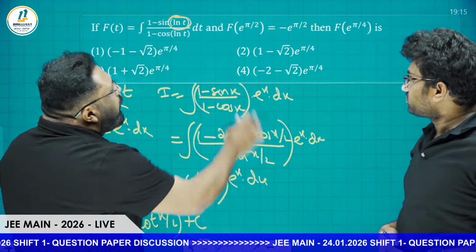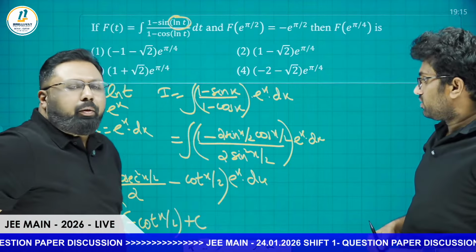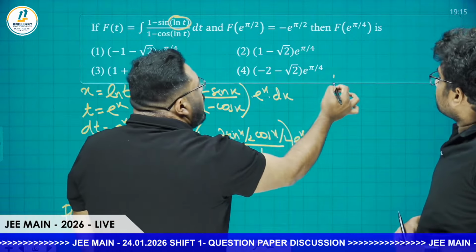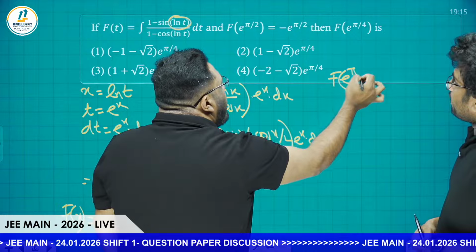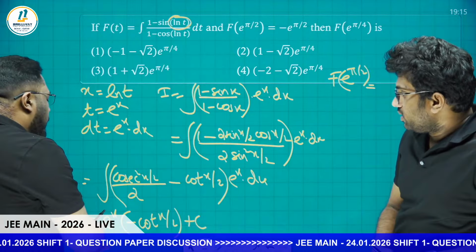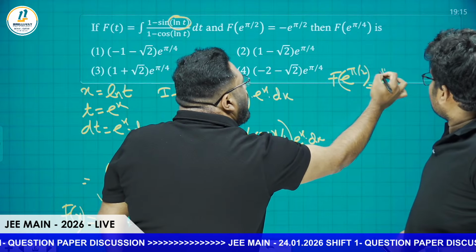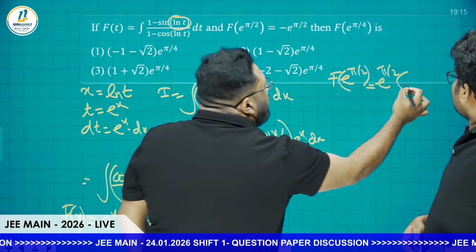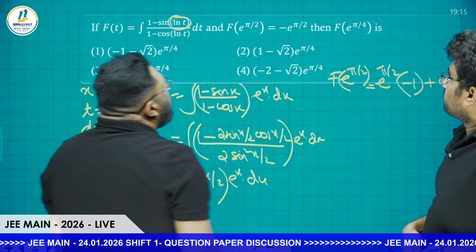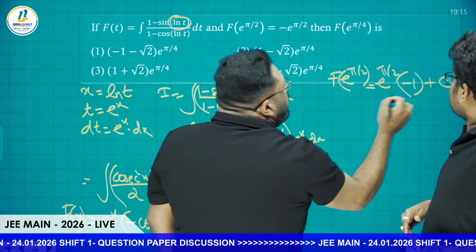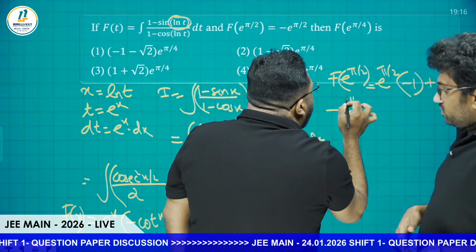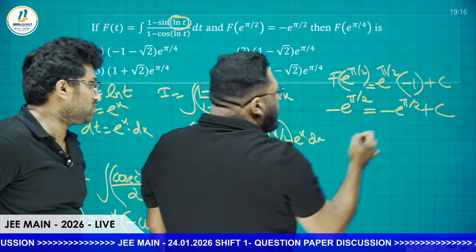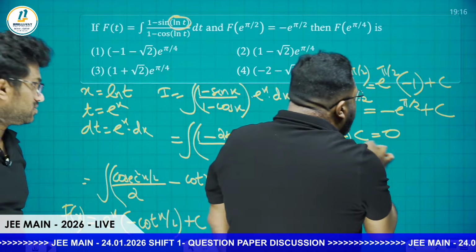And they're giving you capital F of e raised to pi by 2. What is your answer here? So F of e raised to pi by 2 is going to be e raised to pi by 2 into minus cot of pi by 4, minus 1, plus c. But they gave that value as minus e power pi by 2. So c is equal to 0.